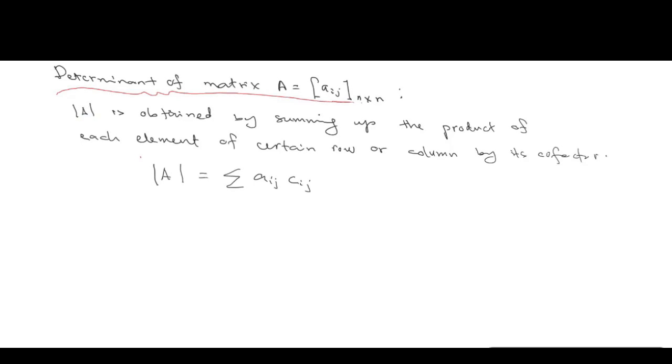The determinant of a matrix A with dimension n by n is obtained by summing up the products of each element of a certain row or column by its cofactor. So the determinant of A is the summation of the products of the elements multiplied by their cofactors.